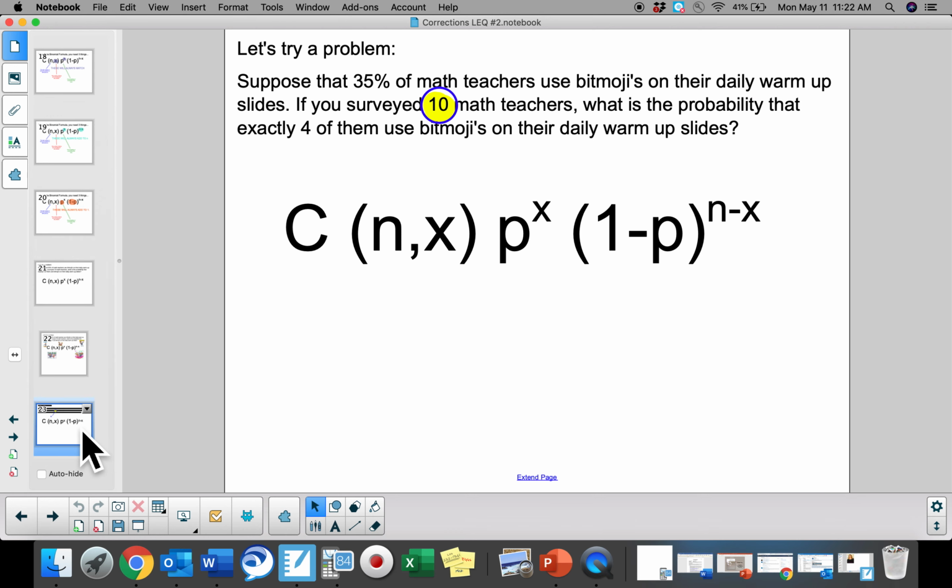All right, first you find the N, which is 10. That's the total number of math teachers in the problem. Then you find the X. It's the number of math teachers they're asking you to find. And then you find the P, which is the percent in the problem.